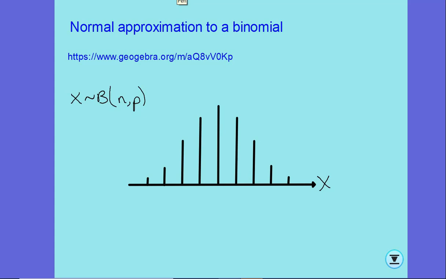Hi there guys, in this video we're going to have a look at what we call the normal approximation to a binomial distribution. If you look at this diagram down below here, what I've got is the discrete random variable x. And I know it's a discrete variable because I'm telling you here on the left that x is distributed binomially, and the parameters we're looking at are the sample size and the probability.